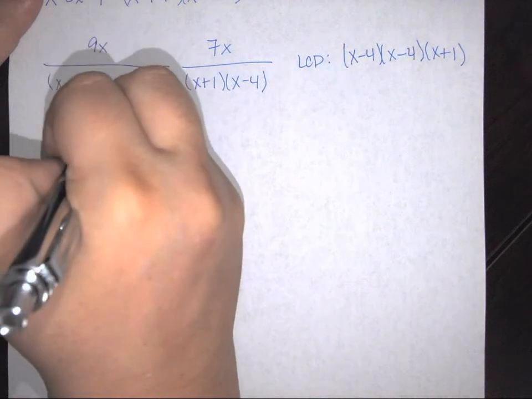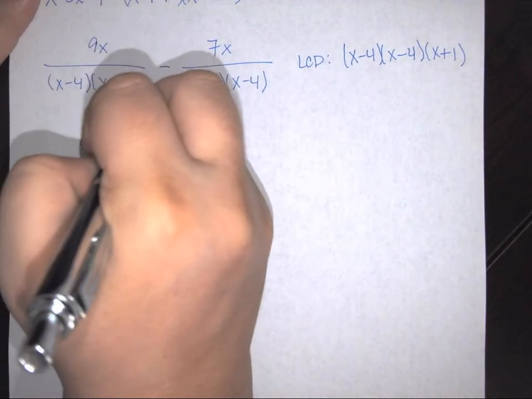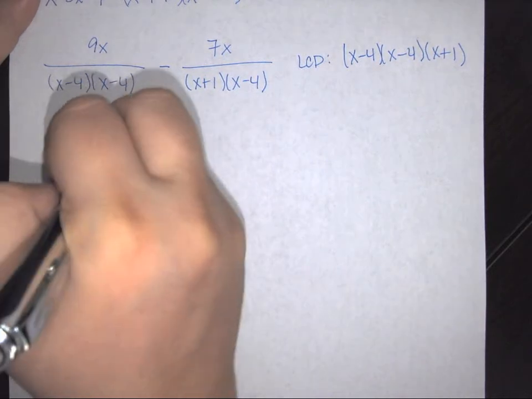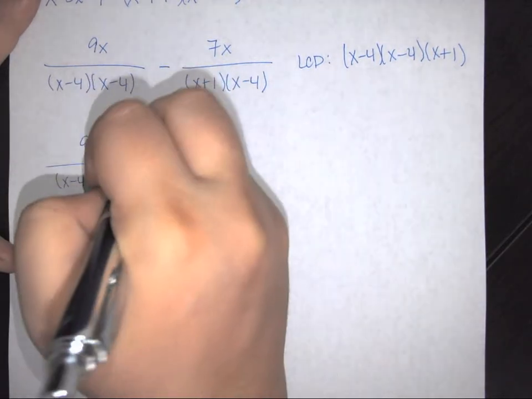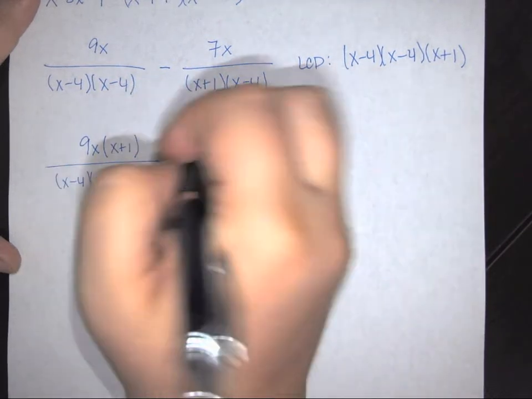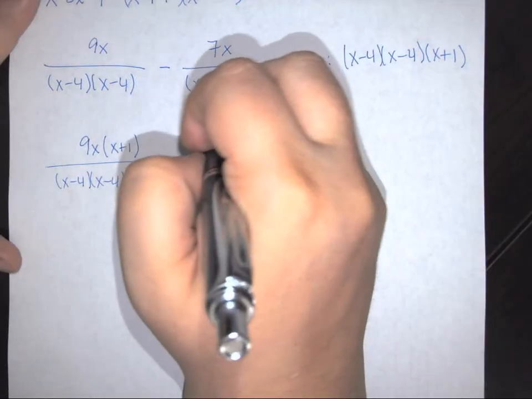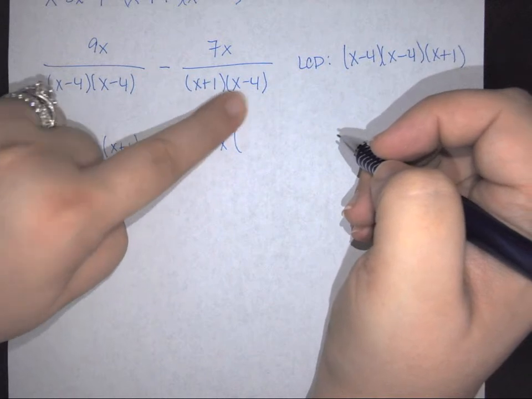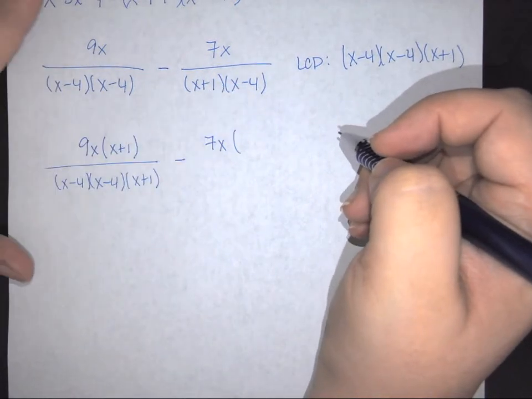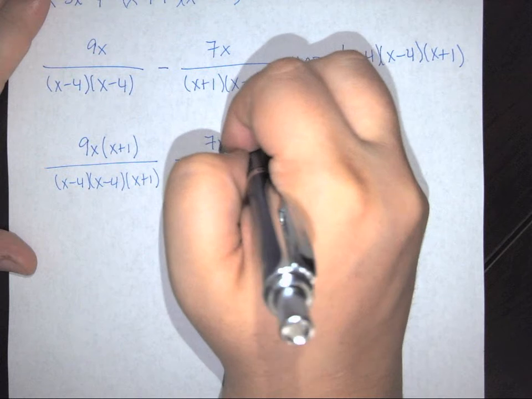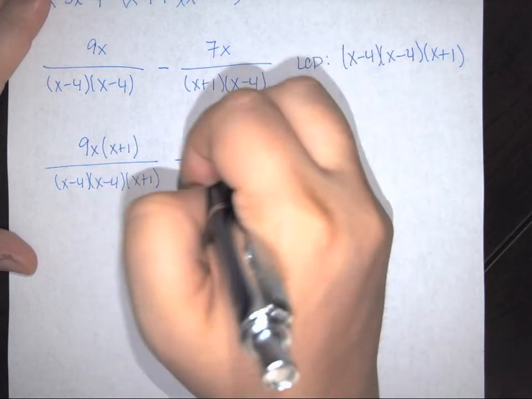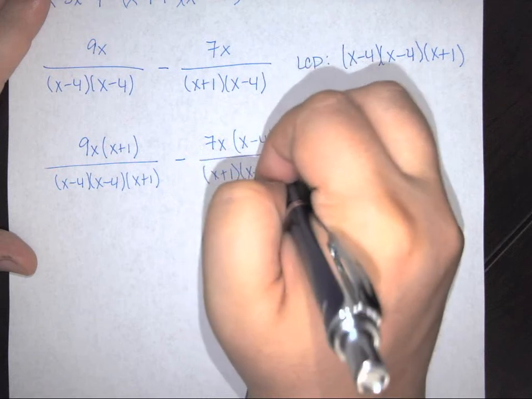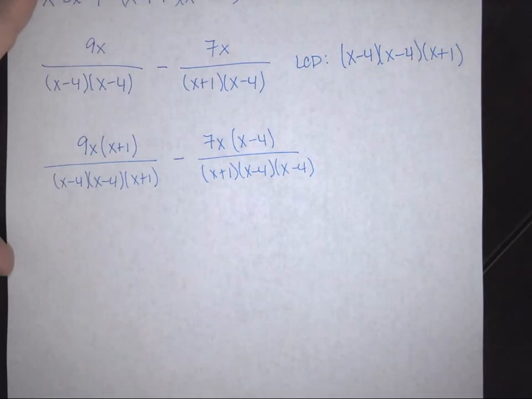So this is going to be 9x times x plus 1 over x minus 4 times x minus 4 times x plus 1, and I'm going to subtract away the second. So this is going to be 7x, and if you look here, I have the x plus 1 and I have 1 x minus 4. I need to add a second. So this is x minus 4 over the x plus 1 times x minus 4 times the x minus 4.